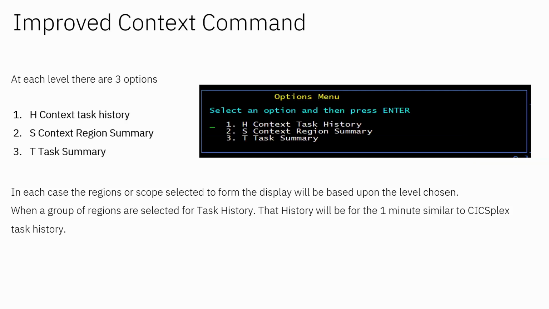Once you've chosen the scope, you can issue a command against that group. In that case, H for history: I want to see the history context for all of those regions. I want to see the region summary, or the task history or task summary. And you can issue commands against that as well. Next slide, please.